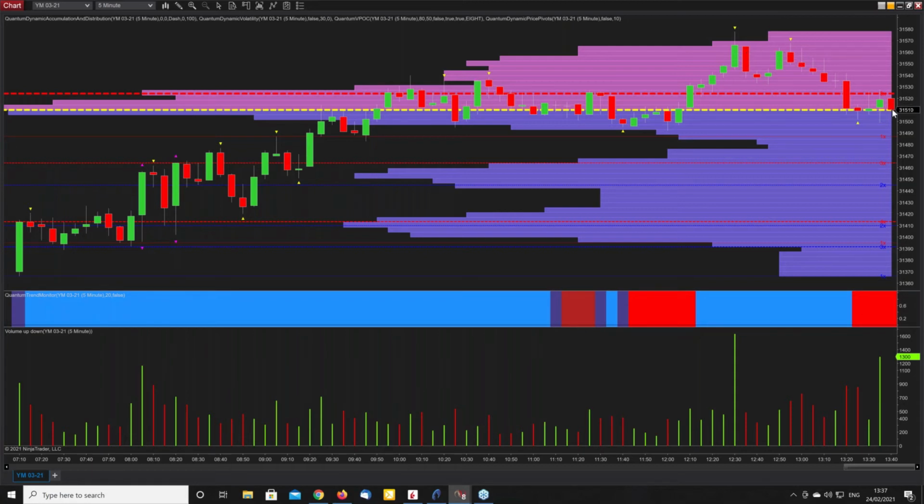Now we've come back down to the volume point of control again. We've got some very strong resistance over here, which we've now breached with that candle. Have we got any support below? No, very little. So we're going to be trading around here for a while.